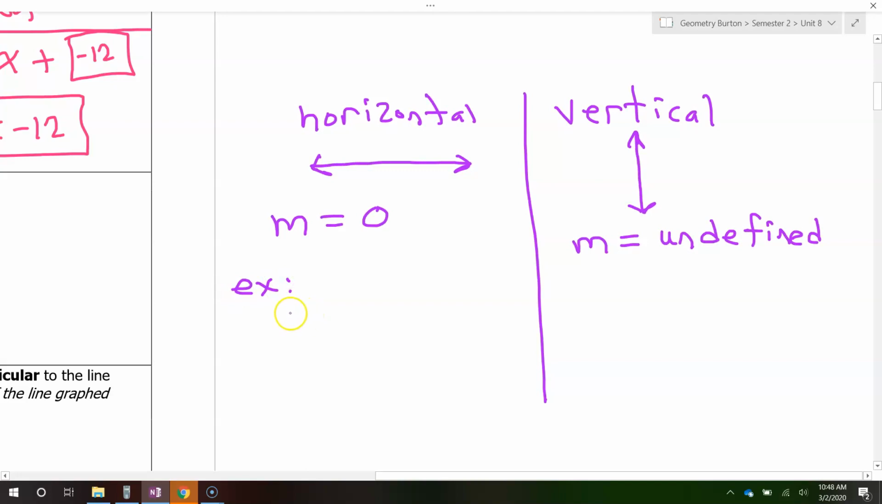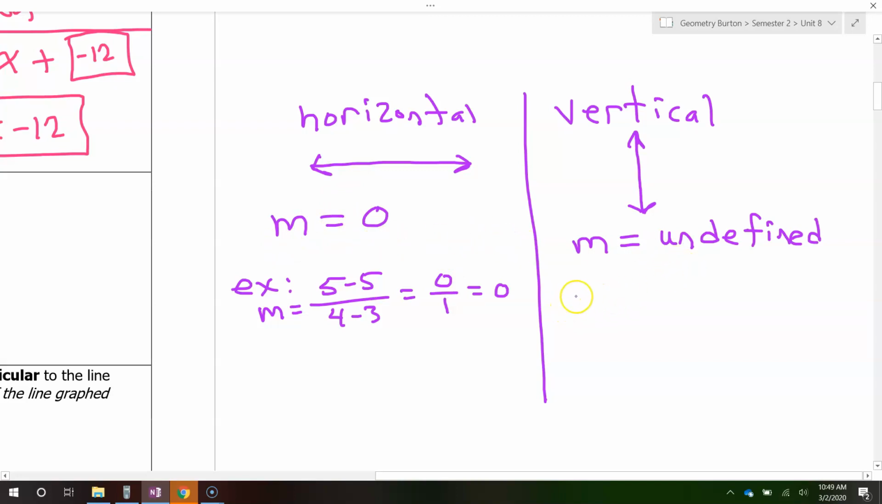Say if I were doing a problem and I came out with, let's say I had 5 minus 5 over 4 minus 3. Well, this would be 0 over 1, which equals 0, all right? And we're talking about the slope. Okay, so this is 0, and we already said that horizontal lines have slope 0. So if you ever see 0 in the numerator, that means you have a horizontal line and the slope is 0.